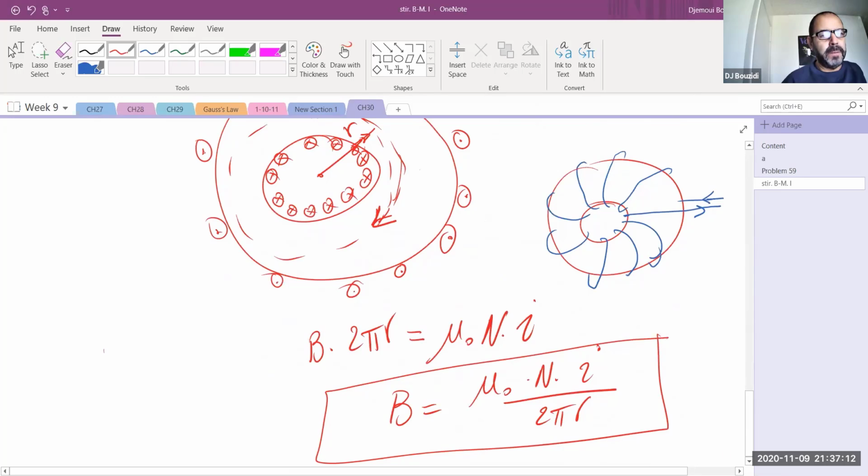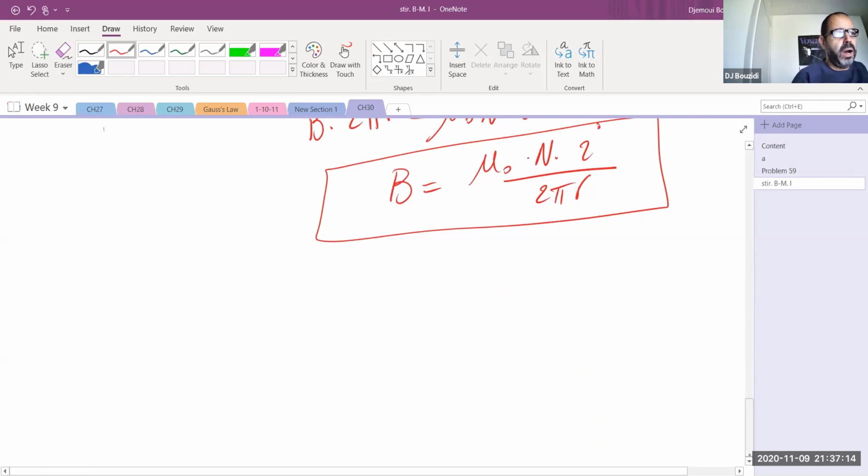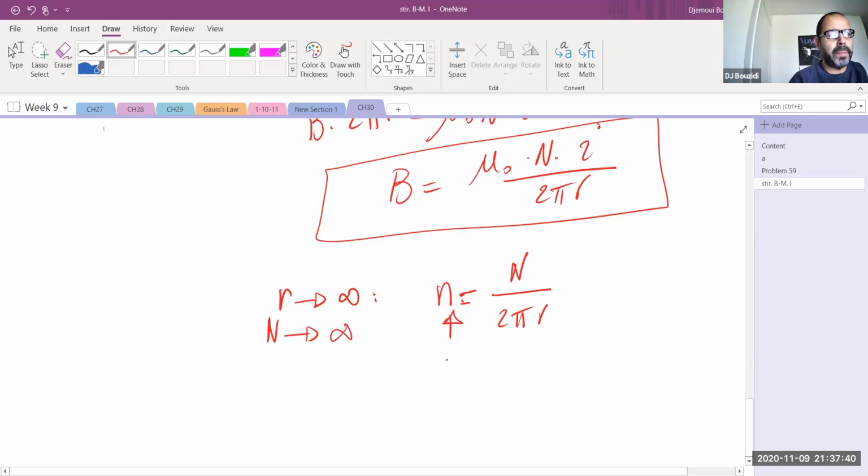So if R goes to infinity, then the number of turns will increase to keep the same number of packing. So N also needs to go with it. How many turns you make will depend on that too. So N also goes to infinity. If you keep the ratio of N over 2 pi R constant, this becomes your packing: how tightly you wrap the circuit around the galaxy or anything that is huge.